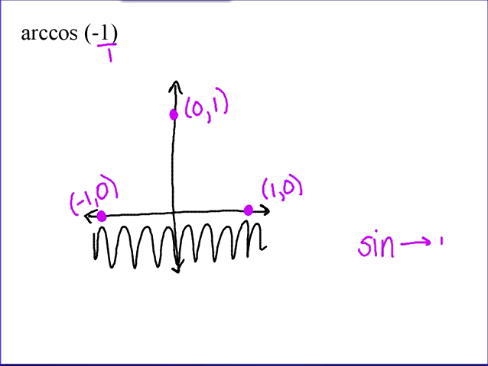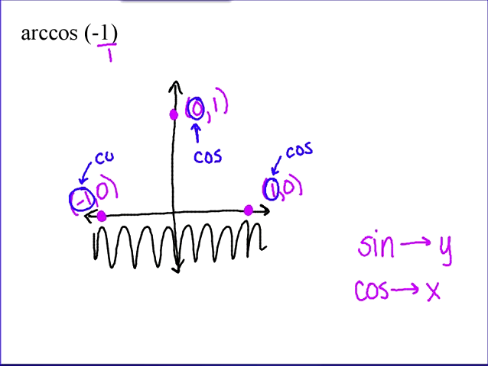Sine went with y. Cosine goes with x. So what that's saying is that at 0, cosine is 1. So this is cosine. At 90, cosine is 0. At 180, cosine is negative 1. So which of those three would answer that? The third one, 180. So your answer would be 180 degrees or pi.